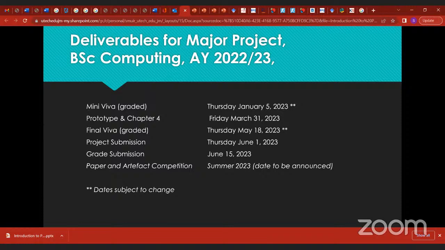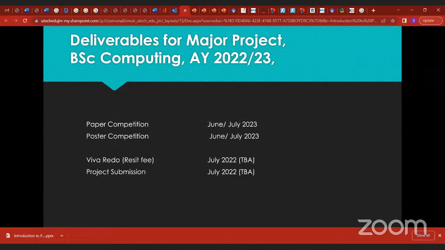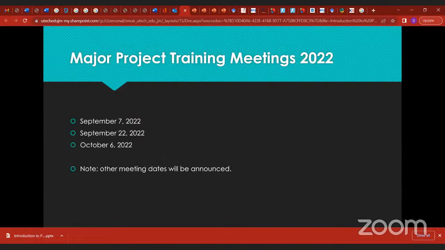You are working towards getting the prototype and chapter 4 finished by the end of March. Chapter 5 will be by April, and the final viva, which is an oral presentation to a panel, will be on May 18th, unless we change it. And you will submit to your supervisor. Grades will be submitted by supervisors by June 15th. And we'll be having paper and poster competitions. And we had the September 7th and 22nd training. The next one is scheduled for October 6th.